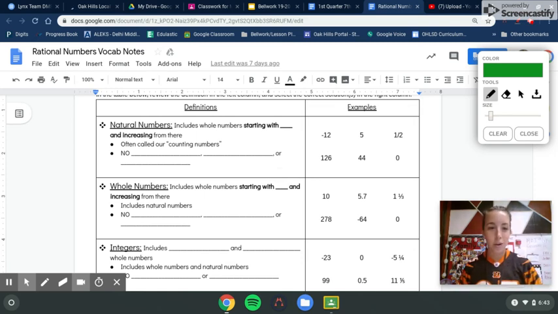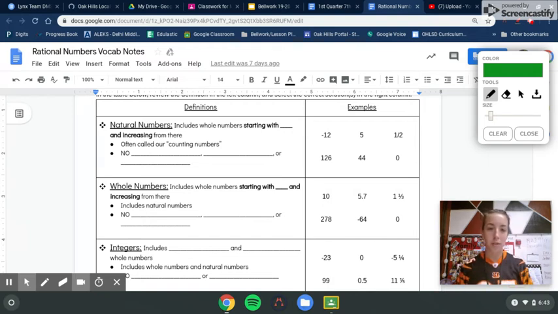Hi guys, you are going to start your last topic notes for the first quarter. Your last topic is going to be on topic 4. We're skipping over topic 3, so topic 4 is adding and subtracting rational numbers. But before we start adding and subtracting rational numbers, you should first be able to identify what rational numbers are.